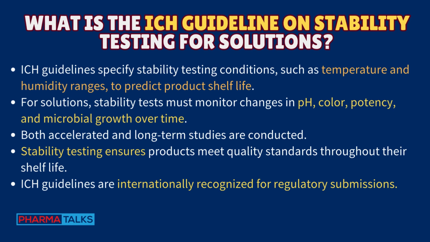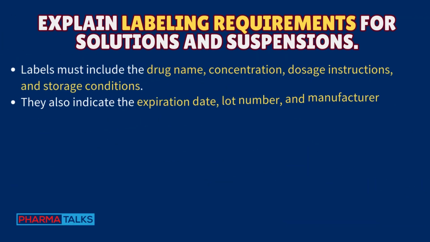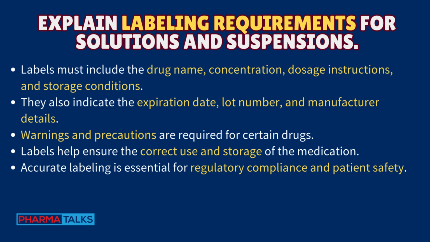Explain labeling requirements for solutions and suspensions. Labels must include the drug name, concentration, dosage instructions, and storage conditions. They also indicate the expiration date, lot number, and manufacturer details. Warnings and precautions are required for certain drugs. Labels help ensure the correct use and storage of the medication. Accurate labeling is essential for regulatory compliance and patient safety.